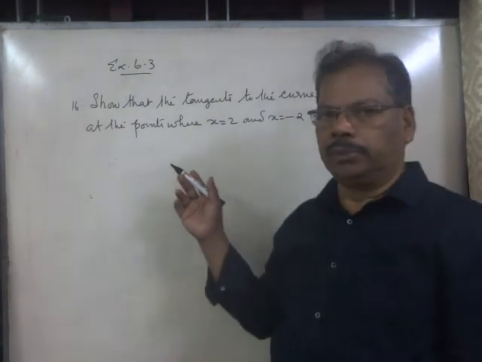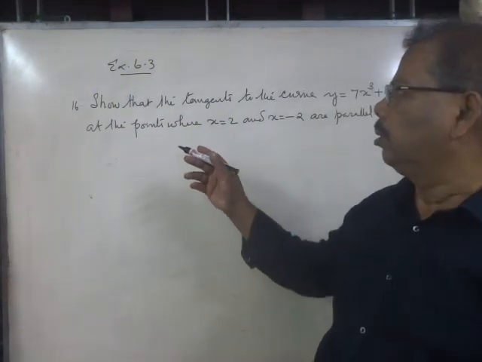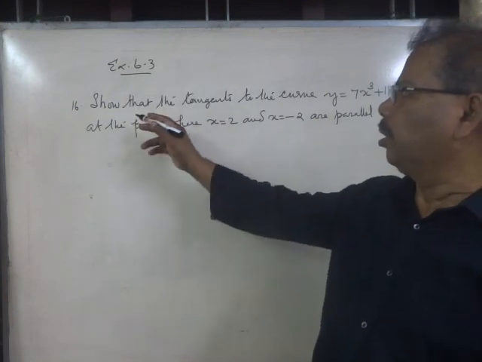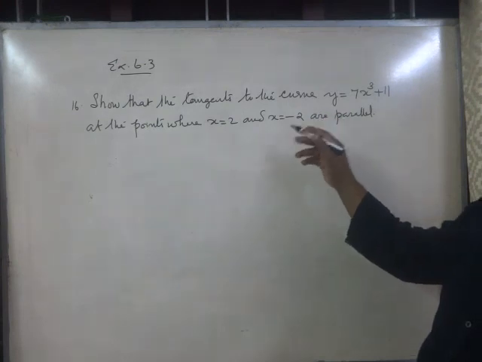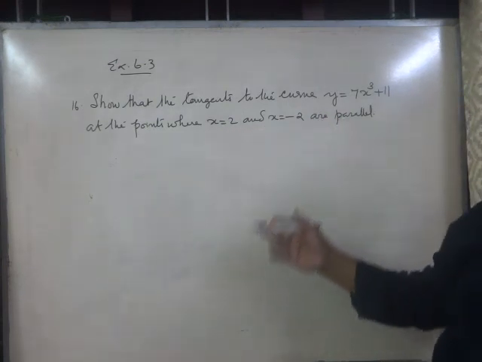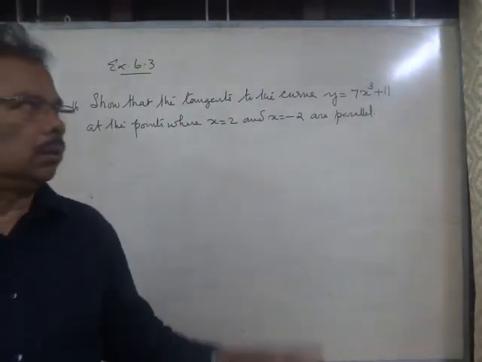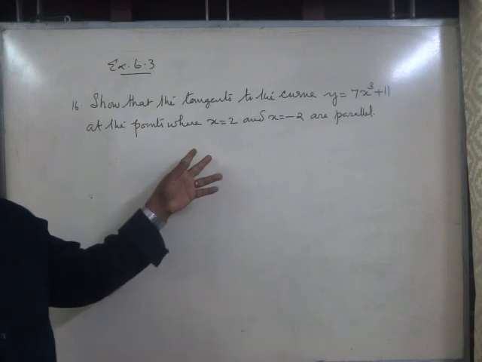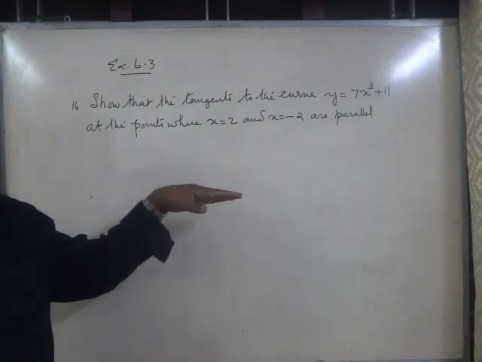Look, another question on tangents and normals. Question number 16 in exercise 6.3. Show that the tangents to the curve y is equal to 7x cube plus 11 at the points where x equals 2 and x equals minus 2 are parallel. Two tangents are mentioned here and we have to show that those tangents are parallel. That means their slopes will be equal.